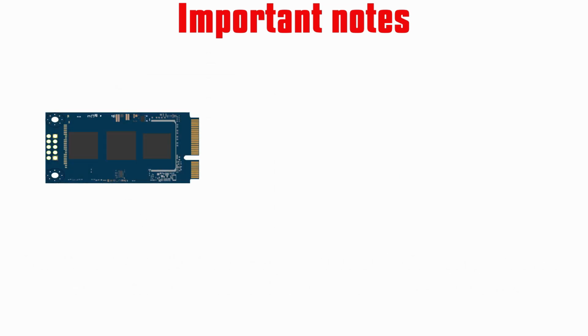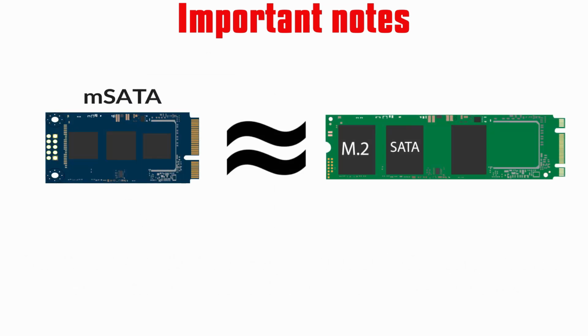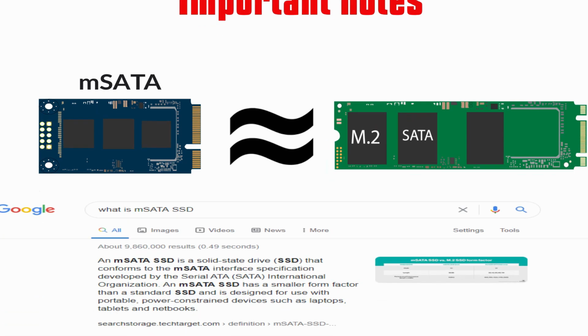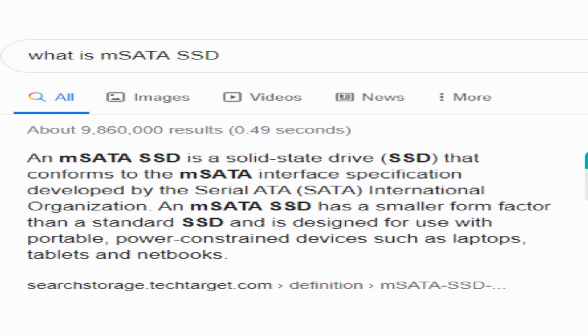A quick shout out near the end goes to the barely noteworthy mSATA, which is more or less the same as M.2 SATA, and, quote from the top result on Google, an mSATA SSD has a smaller form factor than a standard SSD and is designed for use with portable, power-constrained devices such as laptops, tablets, and netbooks.